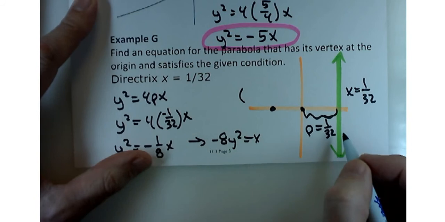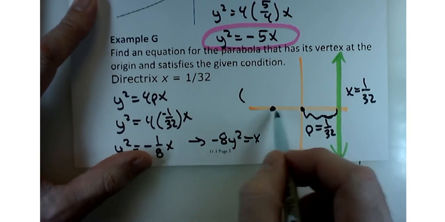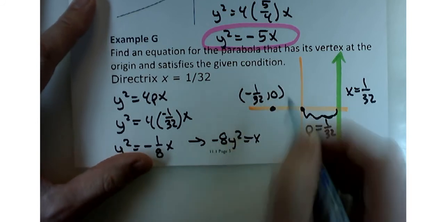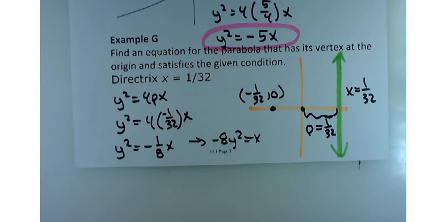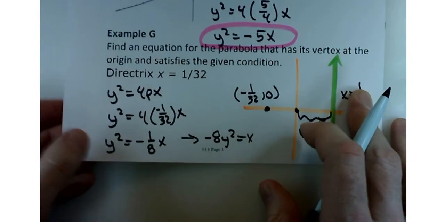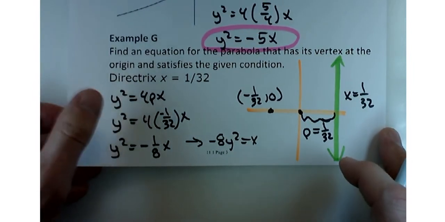Can you spot where your focus is going to be? Well, it's going to have to be that same distance to the left, so it'd be negative 1/32, 0. Yay. Now there's two more that I want to do. At least the first one I'll hint at a little bit, because your homework's going to depend on it.